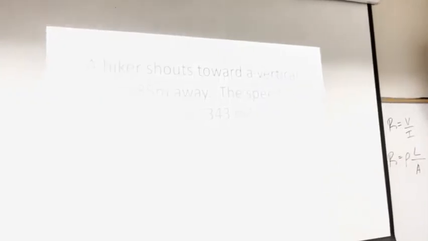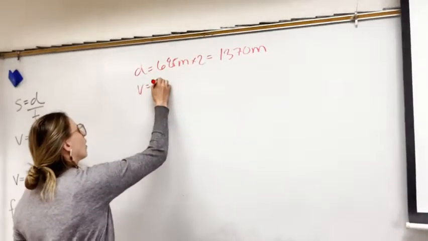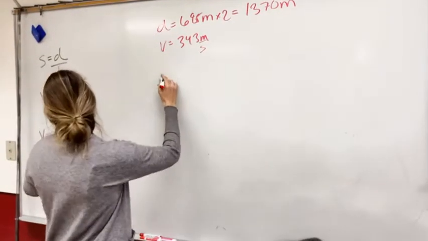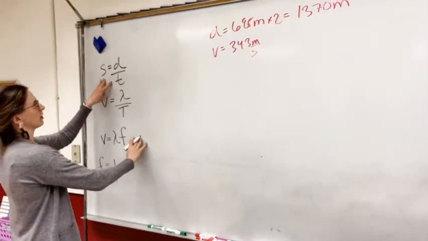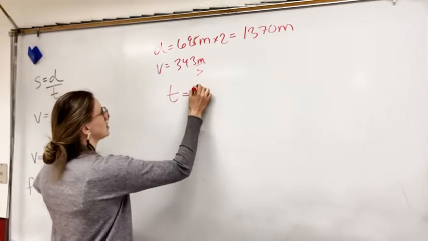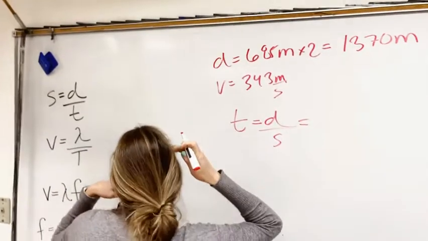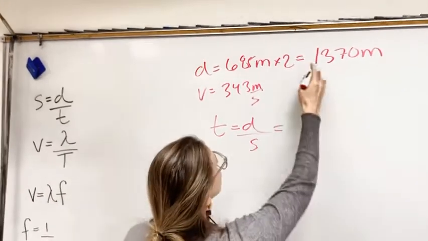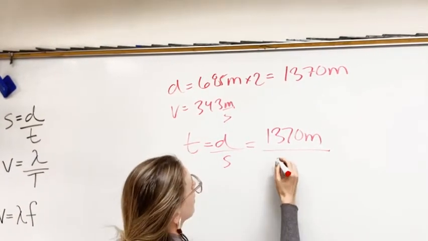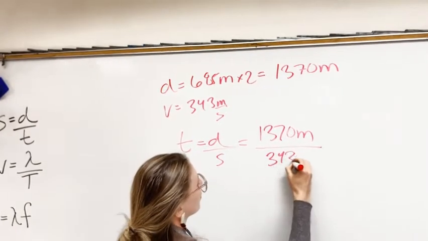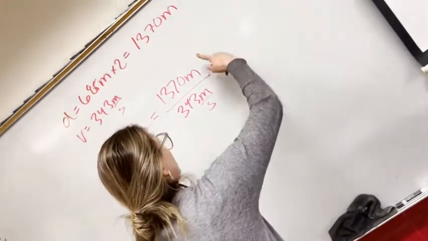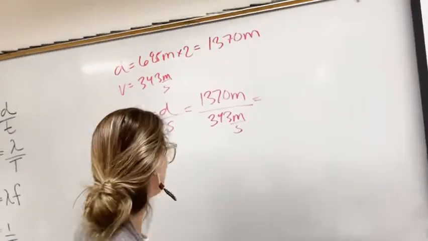Okay. And the speed of sound is 343 meters per second. And then how much time? We're going to use this one right here, and flip these two. So time equals D over S. Let's just plug it in. Our distance in meters divided by our speed of sound, 343 meters per second. These units cancel. I'm left with seconds, which is good.